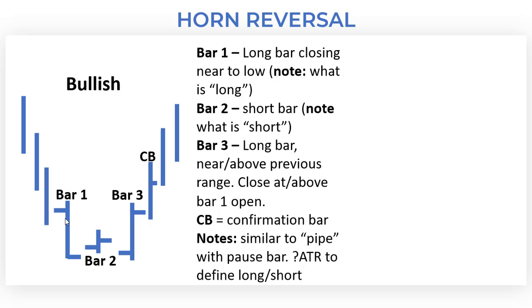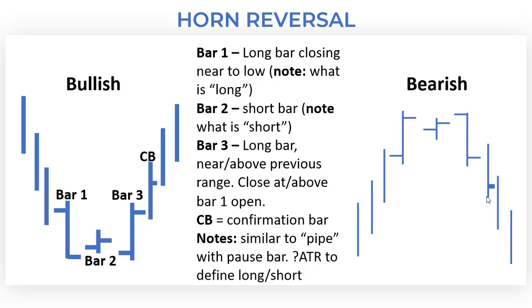So we've got this long bar on bar one, bar two is a short bar, and then a long bar, which is near or above the range of bar one, and then we get this close above both of the long bars as the confirmation bar. So it's very similar to the pipe with the exception of this pause bar in the middle. And there's the bearish version again: two long bars either side of a short bar and then a confirmation bar.